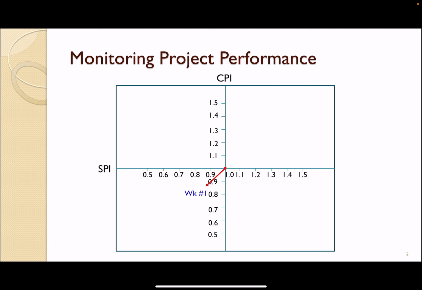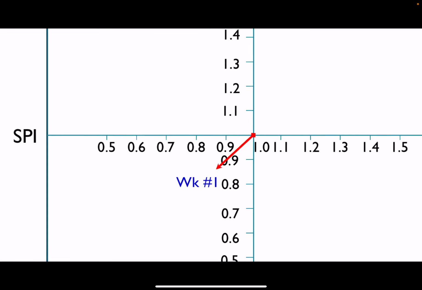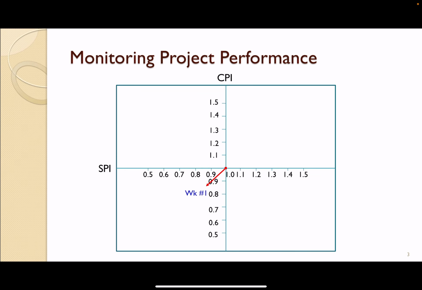Let's give one example here. When you start, everything starts at 1, CPI as 1 and SPI as 1, so you start at the origin. In this case, it is 1, 1, not 0, 0. After 1 week, if it goes down to the bottom left, as you can see there, both SPI and CPI are less than 1. It means that the project is unfavorable. Both schedule and cost are unfavorable. What does that mean? Behind schedule and over budget.